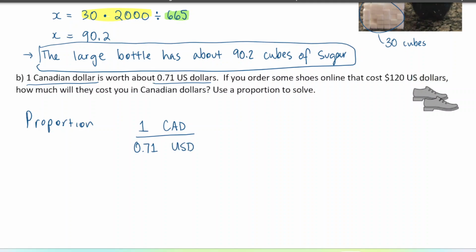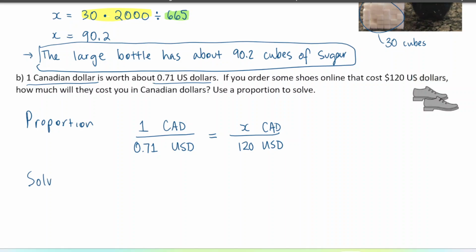Okay, now when we make it equal, we want to keep it consistent. So I'm having Canadian dollars on the top. You could have written this the other way around. It's totally fine as long as you keep it consistent. So I'm going to have CAD on the top and USD on the bottom. Okay, so I know my shoes are 120 USD. I don't know how many Canadian dollars they are, so I'm going to use X there.